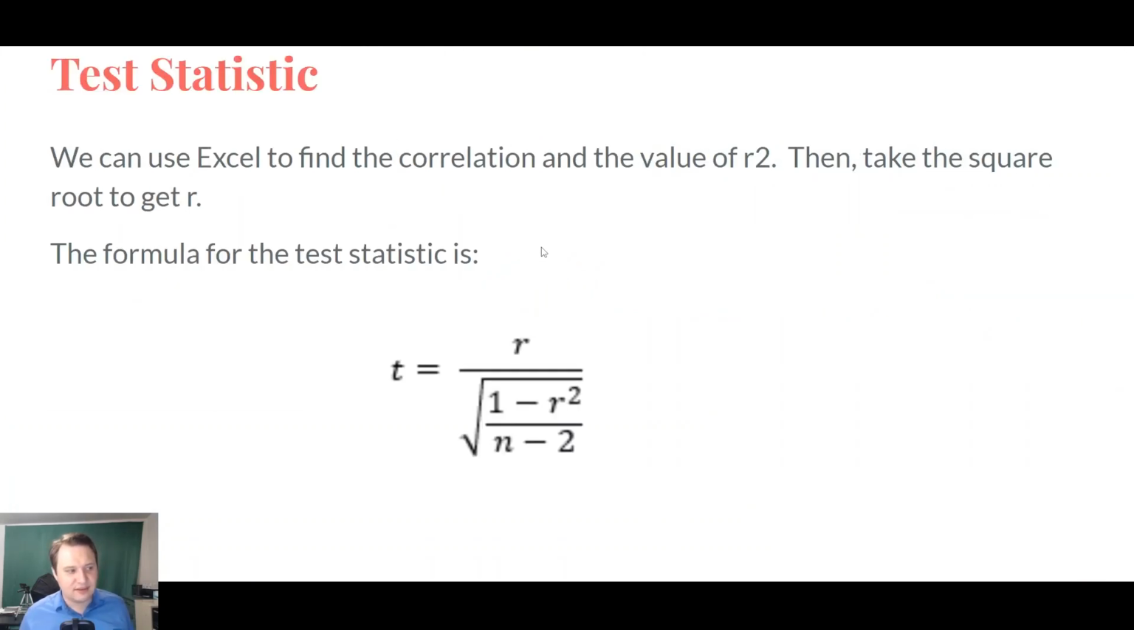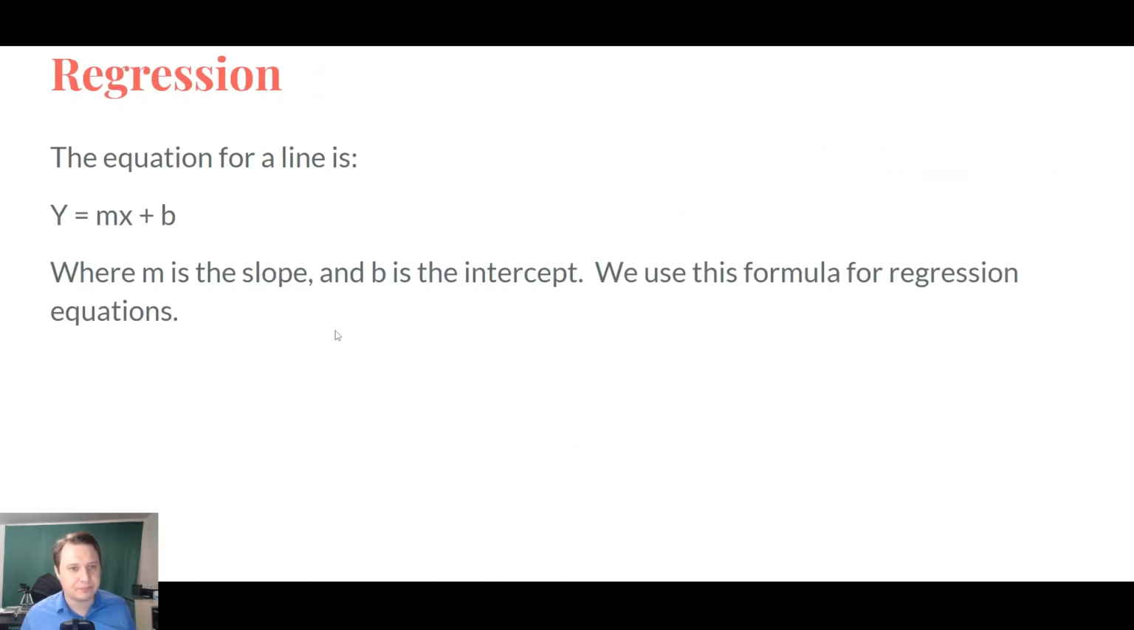Here's the test statistic that we use. You can see that it comes from n, the number of values, as well as the r and the r squared. And again, r squared is literally just the square of r. We're not going to be using this formula. We'll be using the computer to help us, but we can use this test statistic to get a p-value, which we will then compare to alpha to see if we can use our regression or not.